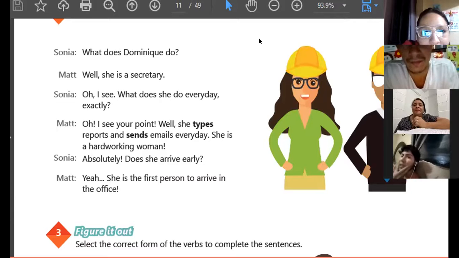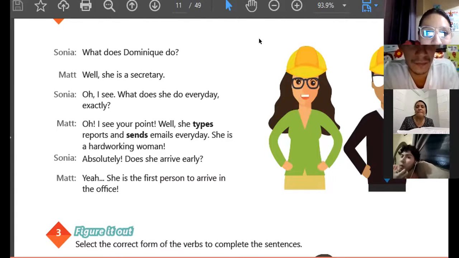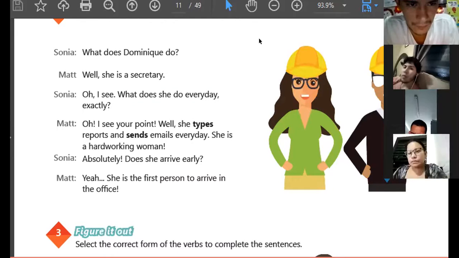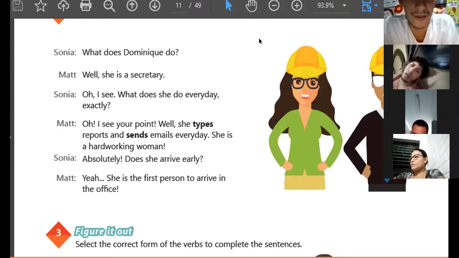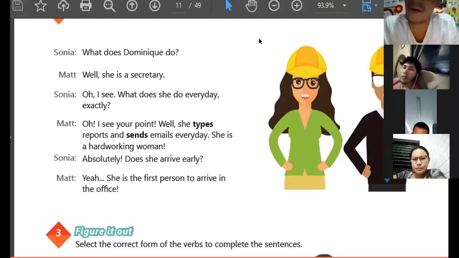What does Dominic do? Well, she's a secretary. Oh, I see. What does she do every day exactly? Oh, I see your point. Well, she types reports and sends emails every day. She is a hardworking woman. Absolutely. Does she arrive early? Yeah, she is the first person to arrive in the office. Okay, very good. Everybody, let's say absolutely.